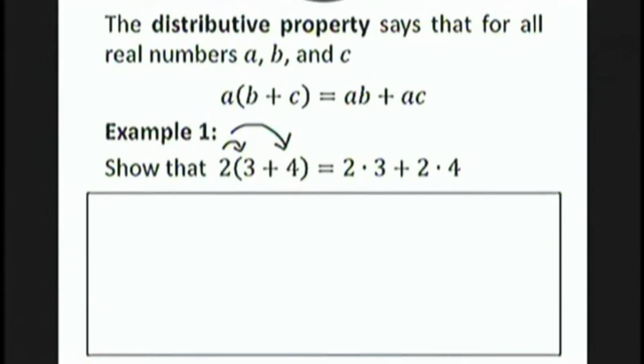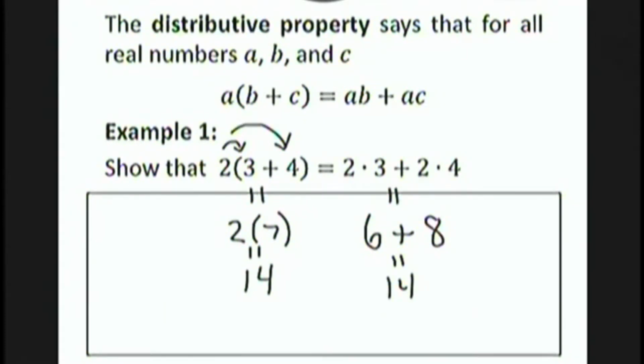Okay, let's verify that this is true. Using basic order of operations, we first add 3 and 4 to get 2 times 7, and 2 times 7 is 14. On the other side of the equation, we first multiply 2 times 3 to get 6, and then 2 times 4 to get 8, and we add them to get 14. Notice that the two results are the same, showing that for this particular example, the distributive property holds.